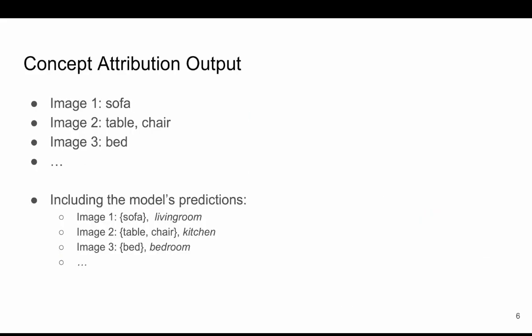At the end of the concept attribution step, for every image, we have a set of 0, 1, or more concepts that were important for the model's decision-making on every image. And then we can include the model's predictions. And what we get is a data set with a set of concepts followed by the prediction that the model made for this particular image.